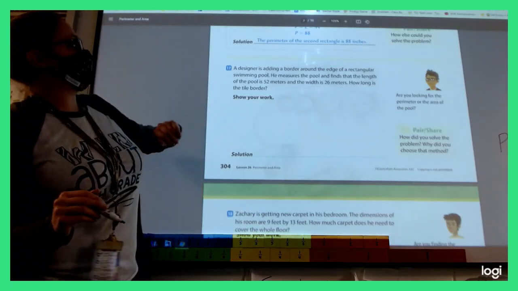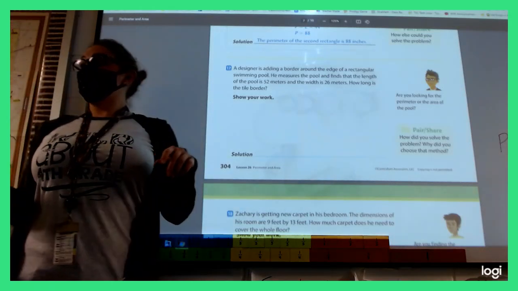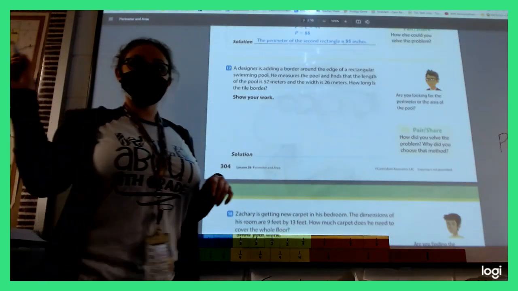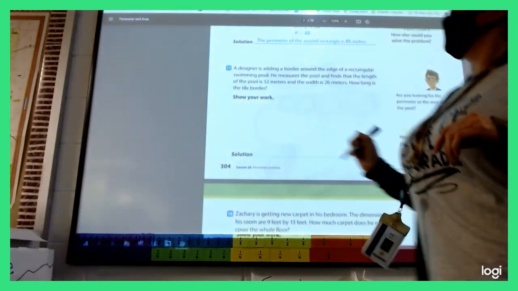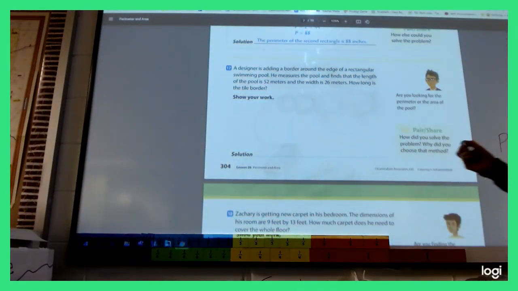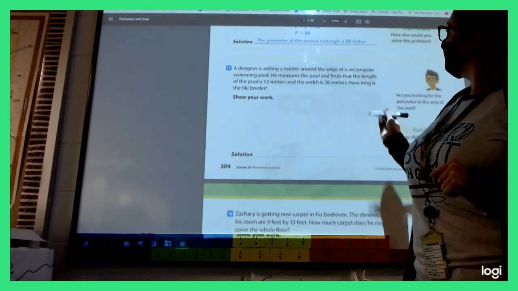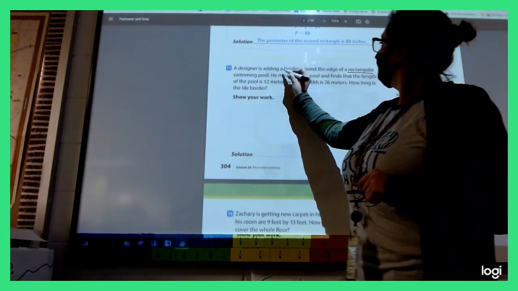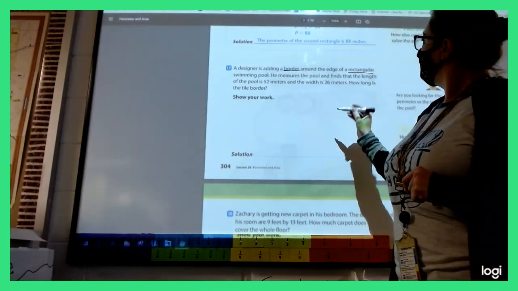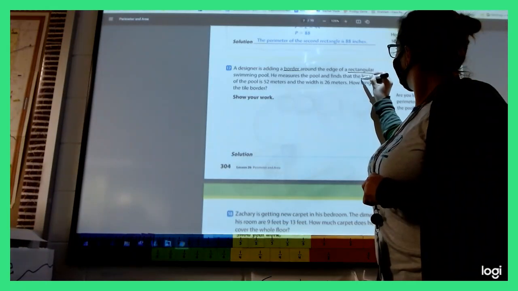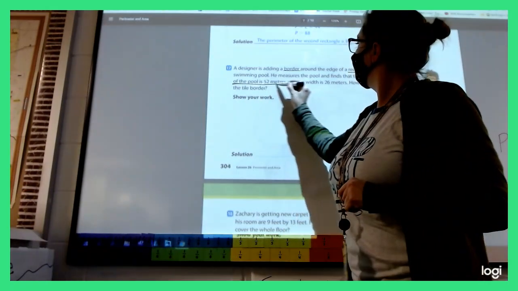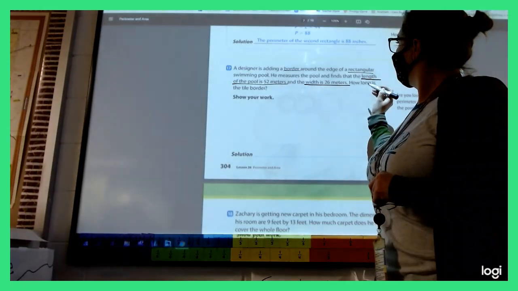All right, we are on number 17. I need a reader. As we read, mark things up that are important. All right, Josiah, go ahead and read for us, nice and loud. A designer is adding a border around the edge of a rectangular swimming pool. He measures the pool and finds that the length of the pool is 52 meters and the width is 26 meters. How long is the tile border?